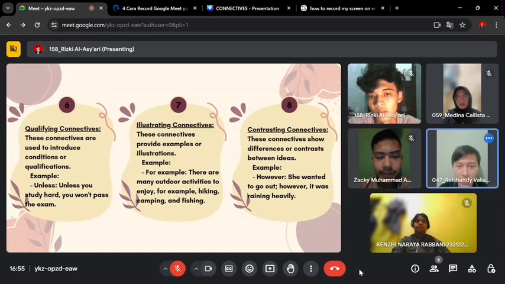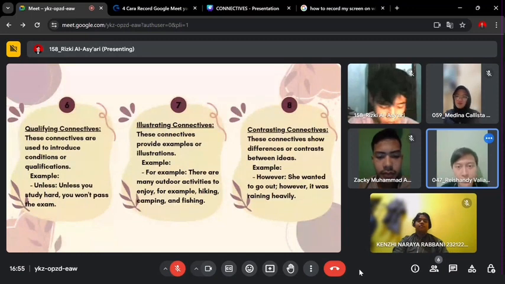And then there's also illustrating connectives. These connectives are used to provide examples or illustrations. For example, you can use the phrase that I just said earlier, for example. So this actually illustrates the sentence that we're going to be speaking.